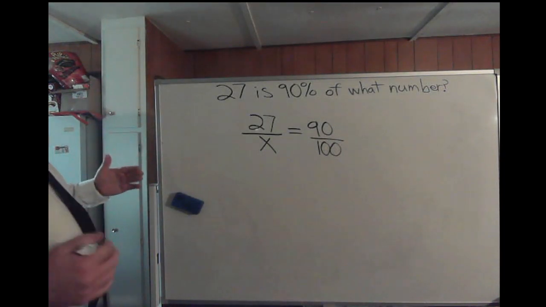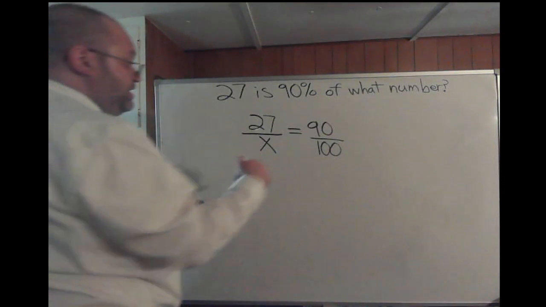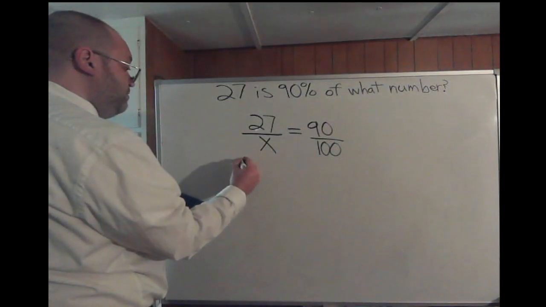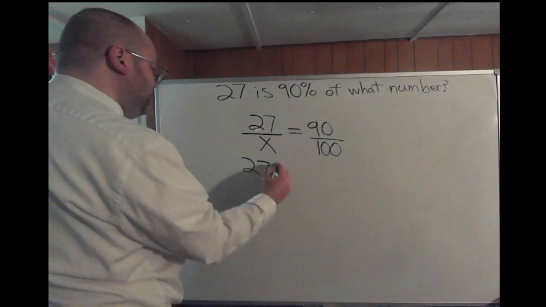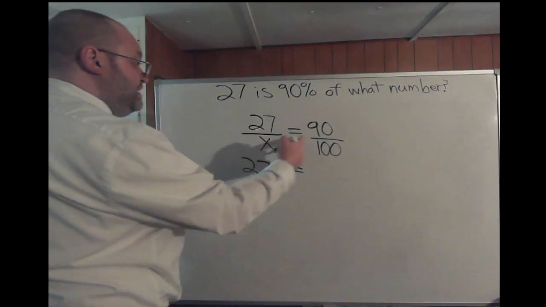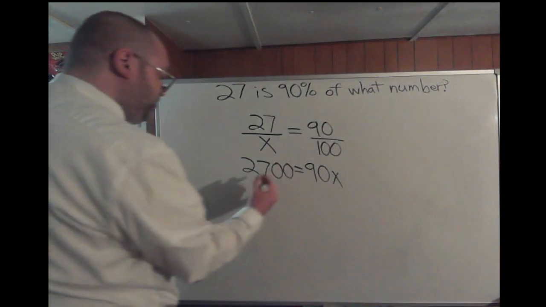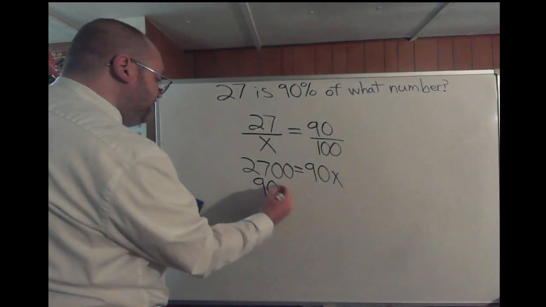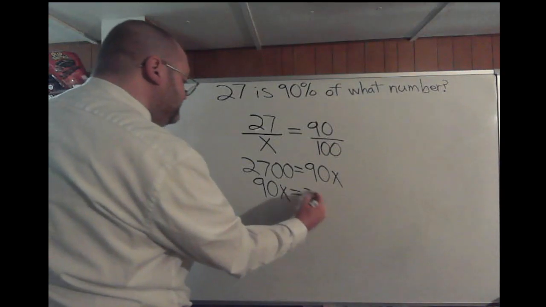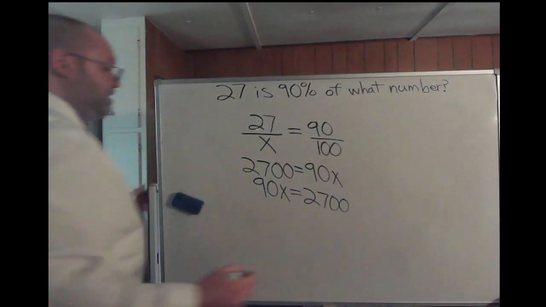Now we can simply go through and do the cross product. So 27 times 100, well, that's just 2,700. That equals x times 90, which would be 90x. I'm going to switch these around because I like the variable on the left-hand side. 90x equals 2,700.